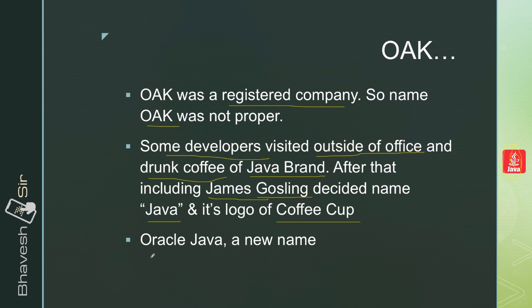After that, it was owned by Sun Microsystems. The Java language was originally owned by Sun Microsystems, but today it is called Oracle Java, because Sun Microsystems was taken over by Oracle Corporation, and now the Java language is owned by Oracle.